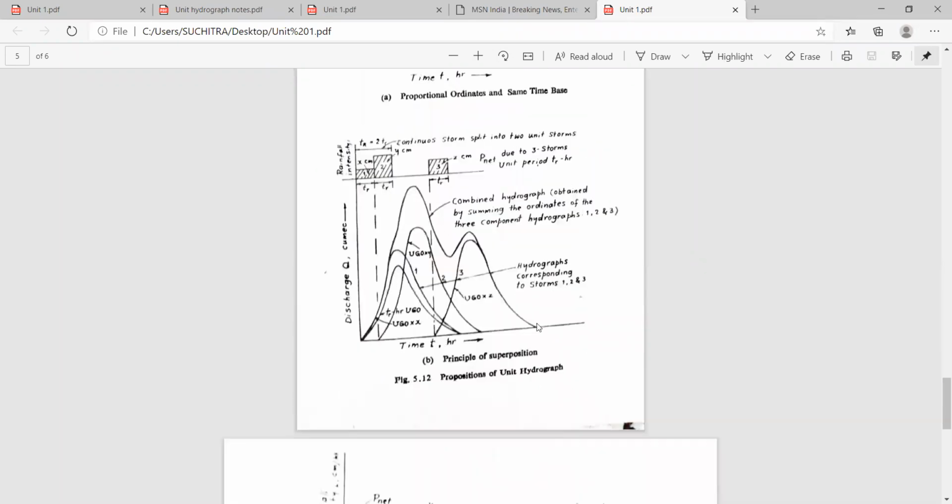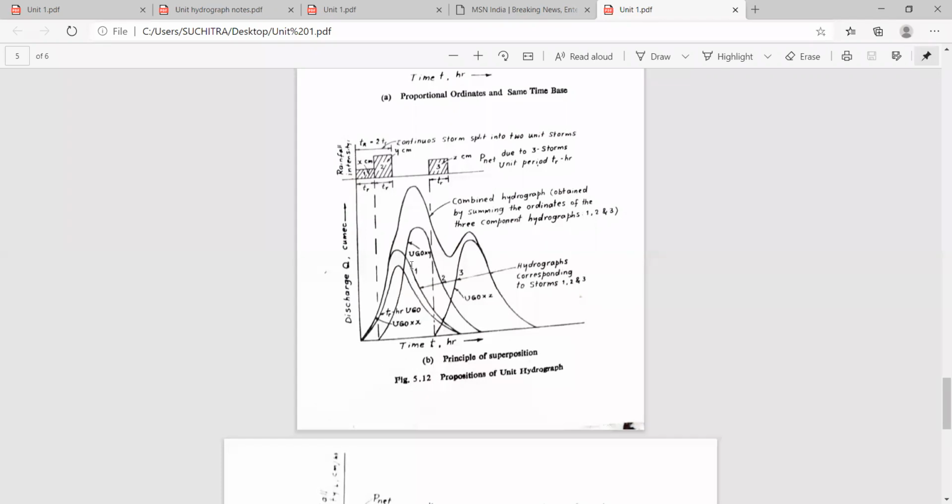The second assumption is, suppose you have a continuous storm occurring over the catchment area uniformly. This continuous storm can be divided into a number of unit storms, and these are the unit hydrographs which have resulted from each of these unit storms. Then you can combine them and get the combined hydrograph. You can see here the combined hydrograph obtained by summing the ordinates of 3 component hydrographs.